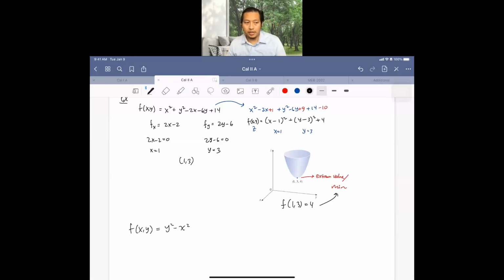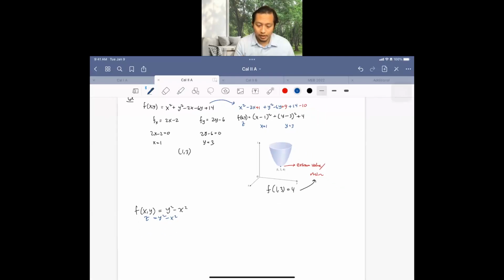Y squared minus x squared. If we remember the quadratic surface in chapter 12, this is z equals y squared minus x squared, right? This will be a paraboloid with a hyperbola, so we call it a hyperbolic paraboloid.